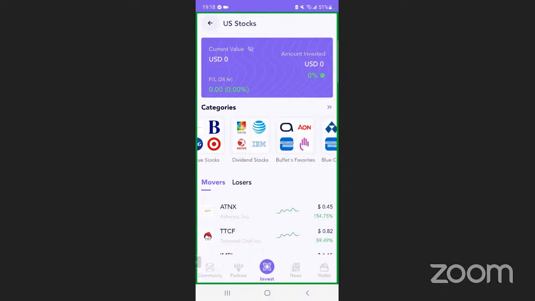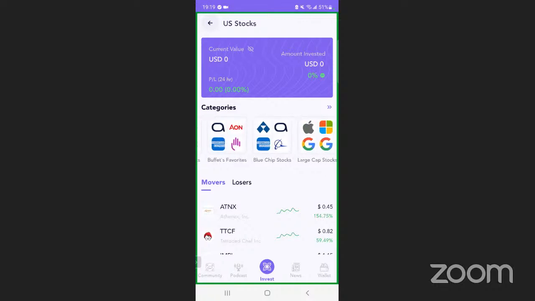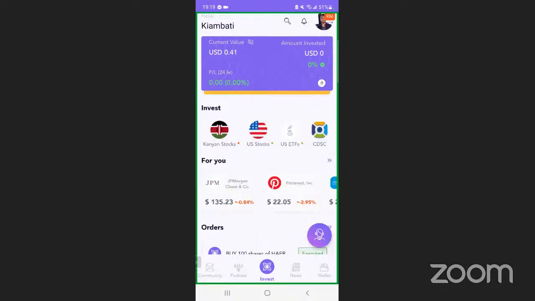So dividend stocks, these are some of the companies in the US that have been giving stable dividends, right? And then for Buffett favorites, these are basically companies that one of the best investors in the world owns. And then when you talk about the blue chip stocks, these are some of the biggest companies in the US. Same with the large cap stocks. As you can see, for the large cap stocks, you have the likes of Apple, Meta, and Google. Go back. Okay, so that's it on US stocks.